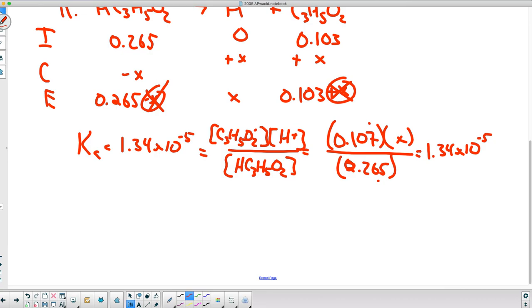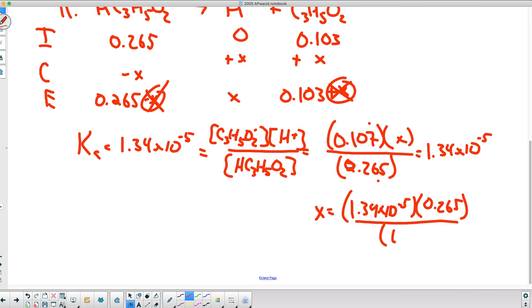So I'm going to multiply by that, divide by that. That means when I solve for x, I'll write it down here just to make sure everybody's okay. You understand what I'm doing. I'm going to multiply by 0.265. I'm going to divide by 0.103, like that. My x then is going to equal 3.4 times 10 to the negative 5th.